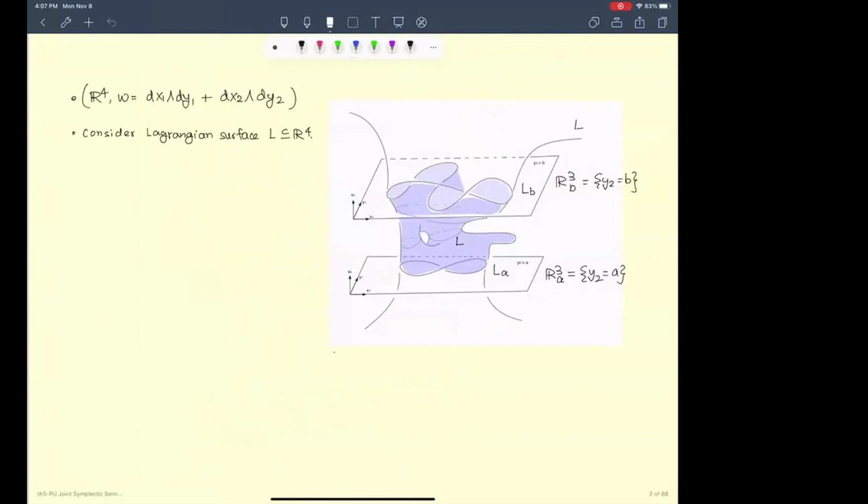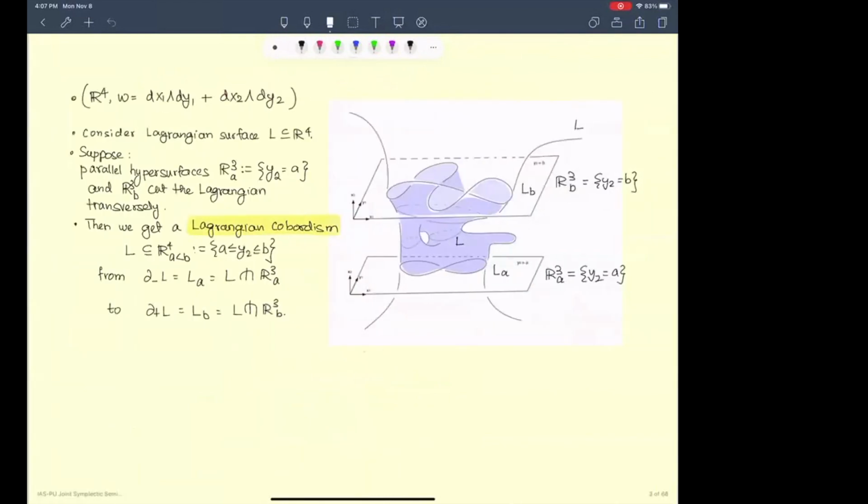The symplectic manifold that I care about is R4 with the standard symplectic form. Suppose you take any Lagrangian surface, whatever you want, and suppose it intersects these parallel hypersurfaces, copies of R3 that are drawn here, transversely. Then we get some Lagrangian cobordism from this lower slice LA to the upper slice LB, where A and B are the fourth coordinate. I'm always going to be thinking of the y2 coordinate as time.